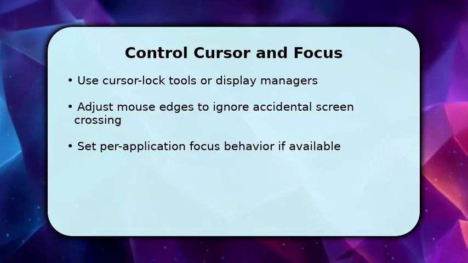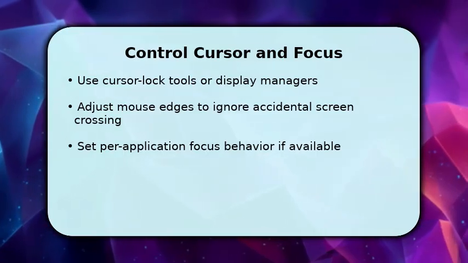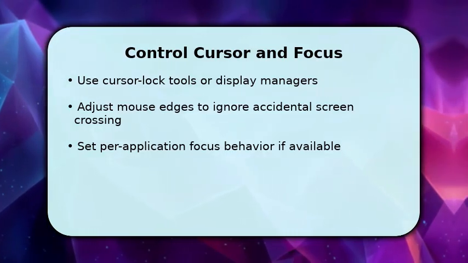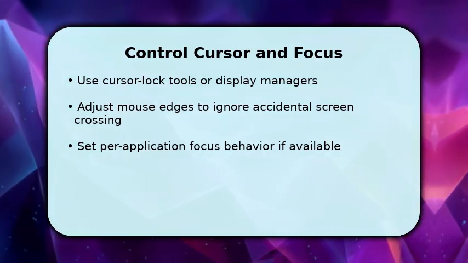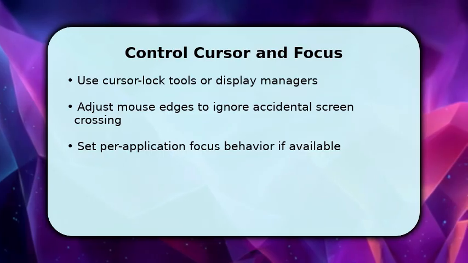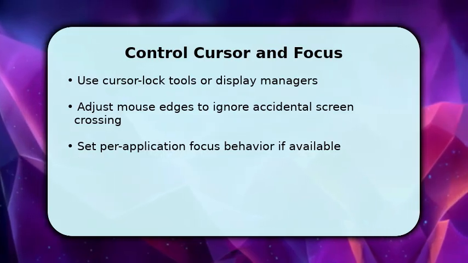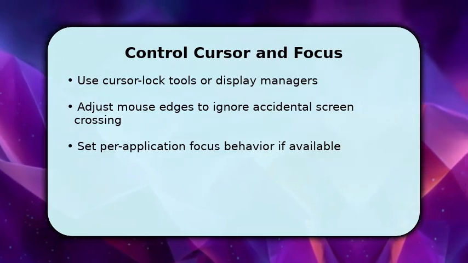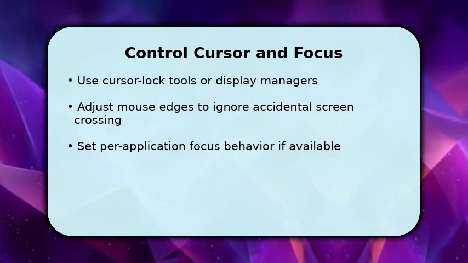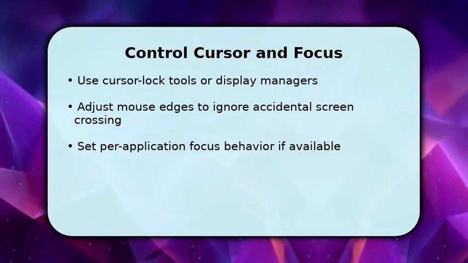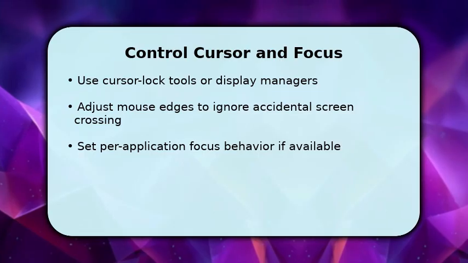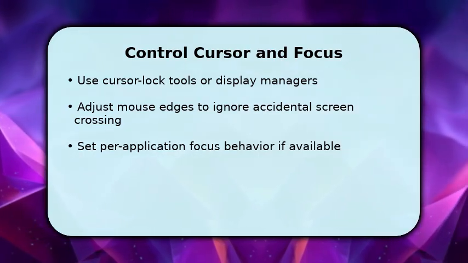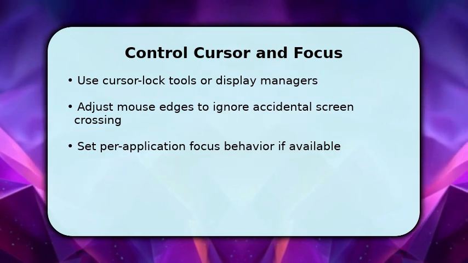Next, control how your cursor and focus behave across screens. Install or enable a cursor lock utility or a multi-monitor manager that confines the mouse to one display during critical tasks. Then set mouse edge resistance or delay so the pointer won't slip to the other monitor when you move quickly. Also configure per application focus settings so the target program retains keyboard focus even if the cursor briefly touches the second screen. These steps reduce accidental focus loss dramatically when you're switching.